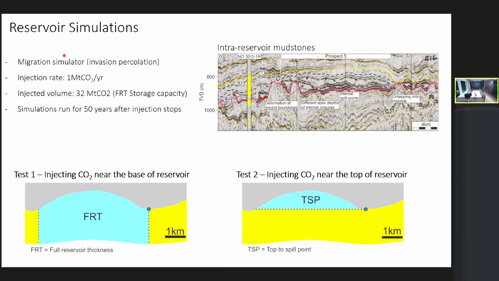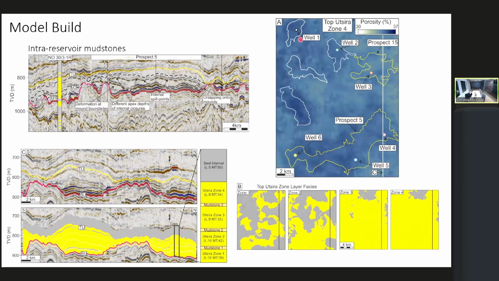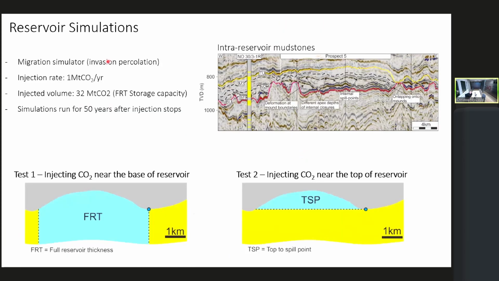For our simulation, we also used 6 different well locations, 3 up here and then 3 in the main prospect. For our reservoir simulations, we ran a load of different tests, and we used a migration simulator that relied on invasion percolation physics. We used an injection rate of 1 million tons of CO2 a year. For our prospect 5, i.e. the large prospect, we injected the full reservoir thickness storage capacity, which was 32 million tons. That was our initial starting injected amount.